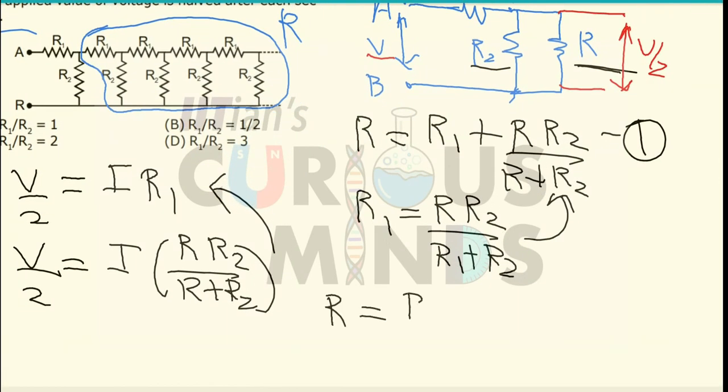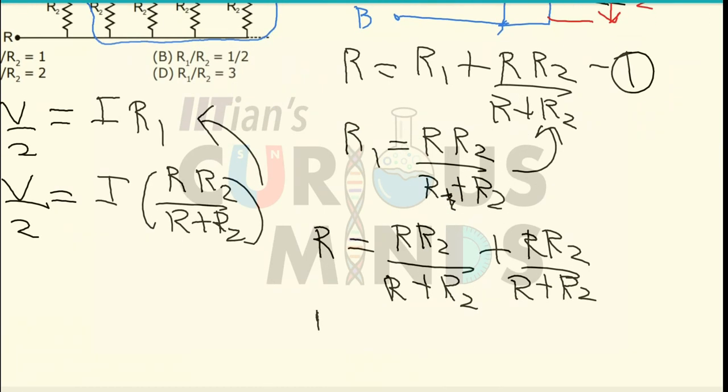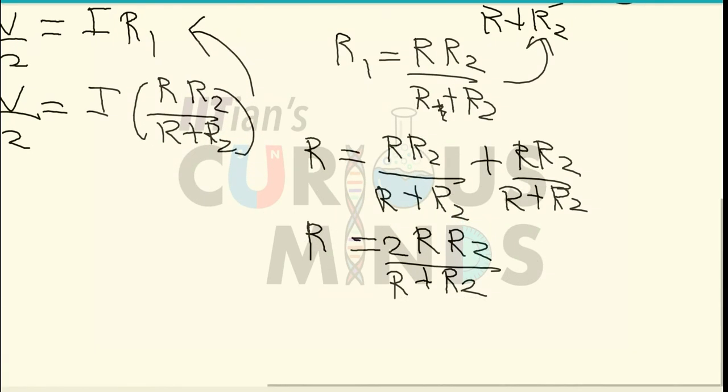When I substitute the values in the first equation, it will be equal to R into R2 divided by, this is not R1, this is just R, divided by R plus R2, plus R1, which is R into R2 divided by R plus R2. If I rearrange this part, R is equal to 2 times capital R into R2 divided by R plus R2, where R will get cancelled out.